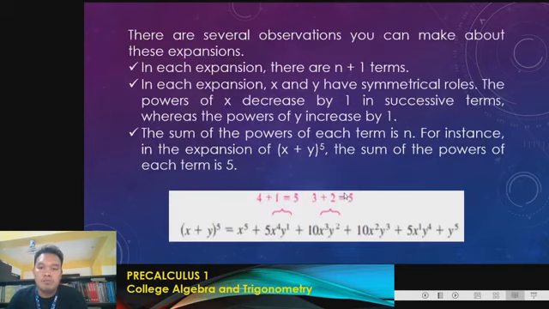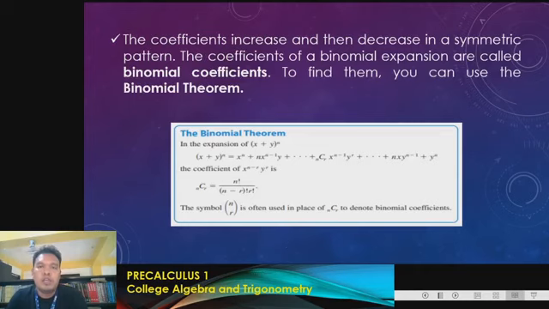Okay. Then, the sum of the powers of each term is n. For instance, the expansion of x plus y raised to 5, the sum of the powers in each term will be 5. So, for example, dito, we have x raised to 5, so 5 yung ano natin. Then, 4 plus 1 is 5. 3 plus 2 is 5, 2 and 3, 5. No? So, kumbaga kung ano yung n natin dito, yun din yung magiging sum ng powers sa expansion natin, no? In each term. Okay? So, the coefficients increase and then decrease in a symmetric pattern.